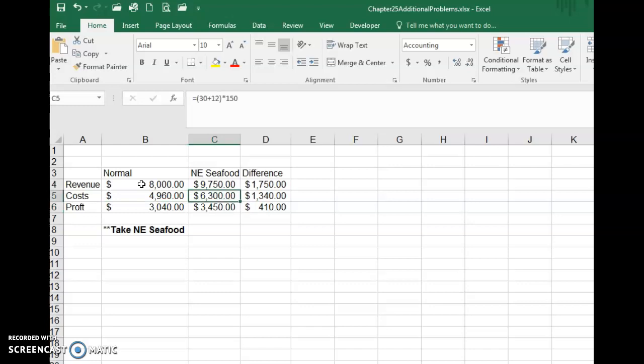And then we can take the profit, the $8,000 minus the $4,960 on a normal night, because it's $3,040. Our $9,750 revenue for New England Seafood minus the $6,300 cost for accommodating New England Seafood gives us a profit of $3,450. And then the incremental profit is $410 for taking the New England Seafood. So what you should do is take that New England Seafood deal. And this is basically a special order problem, okay?